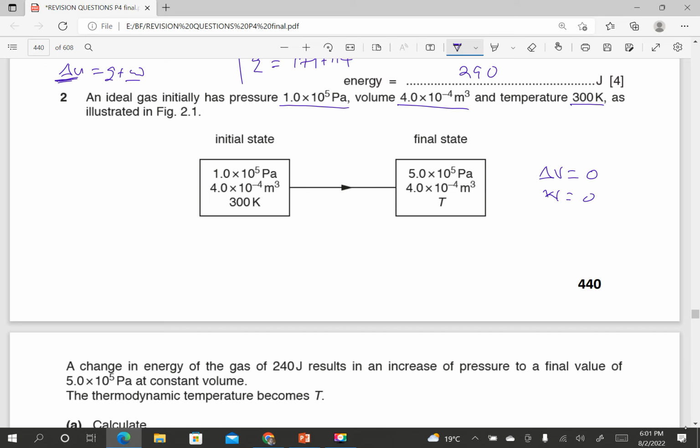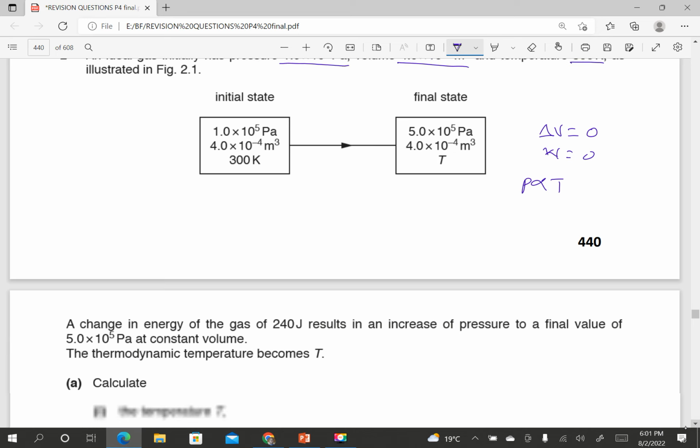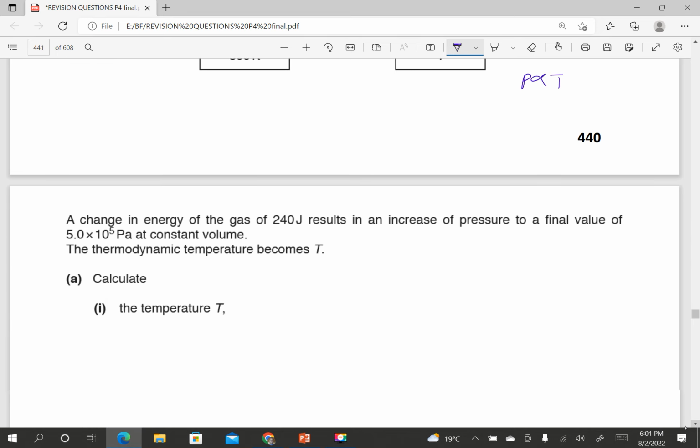And when the volume remains constant, you know that the pressure is directly proportional to temperature. I think that was called the pressure law. Okay. Then a change in energy of the gas of 40 joules results in an increase of pressure to a final value of 5.0 times 10 power 5. The thermodynamic temperature becomes T. Calculate the value of T.